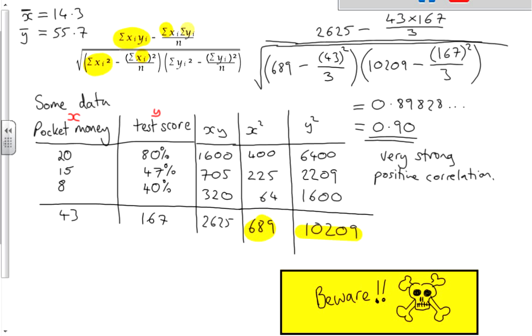Fill in the table. It's quite useful to use ICT for this if you've got it. You can use the Casio calculators. They will calculate this for you in the stats mode, and I may do another video on that.